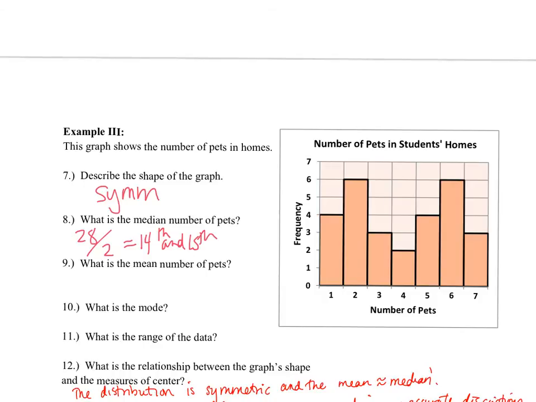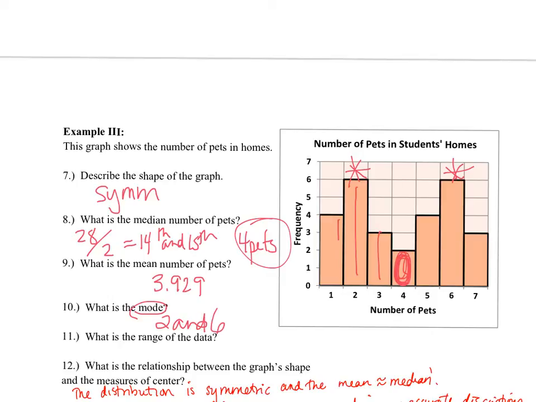So again, we look on our data chart and we count in 14 scores. So here's 4, then I have 10, 13, so my 14th and 15th scores will appear in my number of 4 pets. So that means that 4 pets is my median. The mean we find by doing the average, and in this case we would add them all up and divide by 28. We find that to be 3.929. In terms of my mode, this graph is bimodal. There are 2 modes, 6 pets and 2 pets.